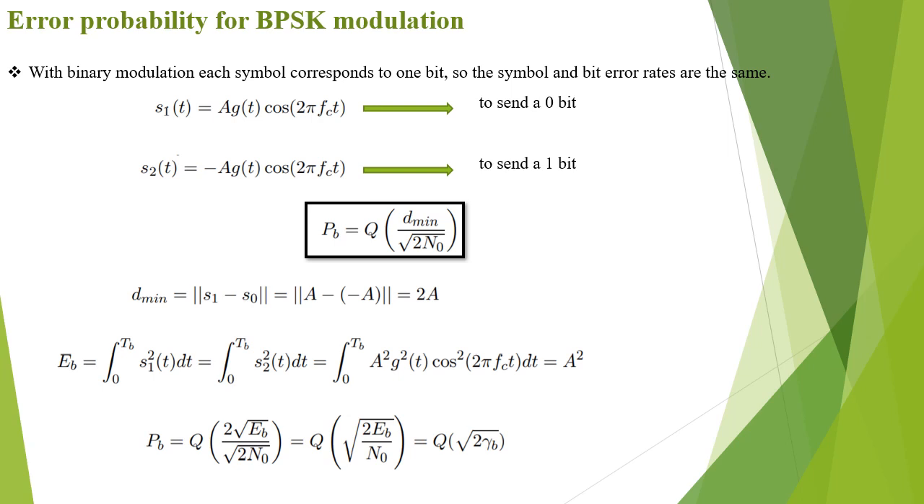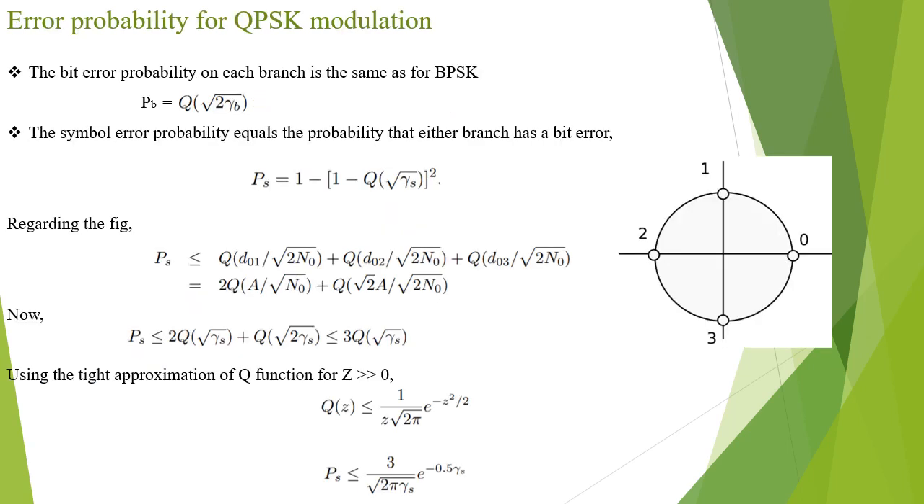We know the probability of error is this one. Firstly, we calculate d minimum. After that, the bit error probability, which is Pb, can be simplified using the Q function. Now, QPSK modulation consists of two BPSK modulations on the in-phase and quadrature components of the figure.